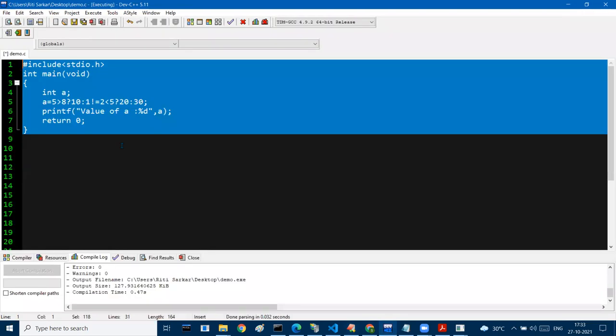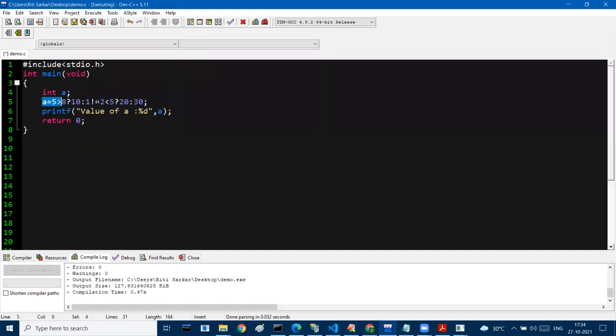Let us go for another one. So two examples we have seen. In one example we understood the behavior of the conditional operator: expression one, if it is true, expression two is the final result, otherwise expression three is the final result. In another example we found that the associativity of the conditional operator is right to left.